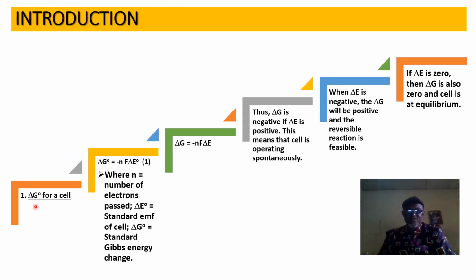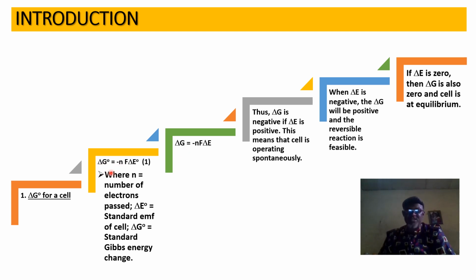1. The change in standard Gibbs free energy for the reaction. This is given by equation 1: delta G naught is equal to minus nF delta E naught. n is the number of electrons transferred, F is the Faraday. Remember, we have met 1 Faraday, that is N_A multiplied by e. N_A is Avogadro's constant, multiplied by the charge of an electron, gives us the Faraday constant, and delta E naught is the standard electric potential of the cell.